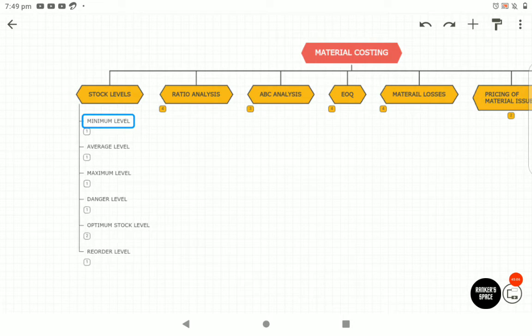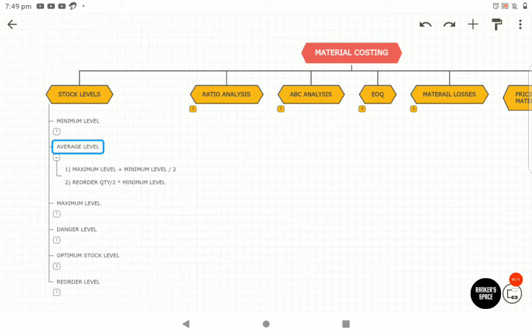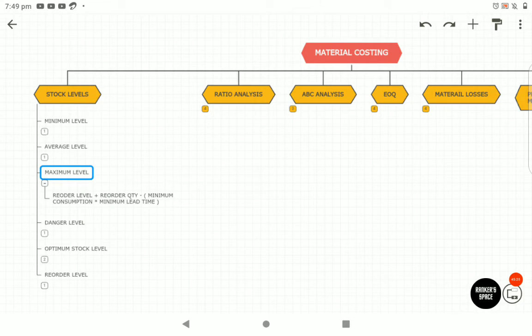Then what happens, average level. What is average level, guys? Two different types of formulas there. First is maximum level plus minimum level divided by 2. The second formula is reorder quantity by 2 plus minimum level. These are the two different types of formula we saw. Then the next thing we saw is maximum level. Maximum level formula is equal to reorder level plus reorder quantity minus minimum consumption into minimum lead time. Maximum minimum, remember like that.